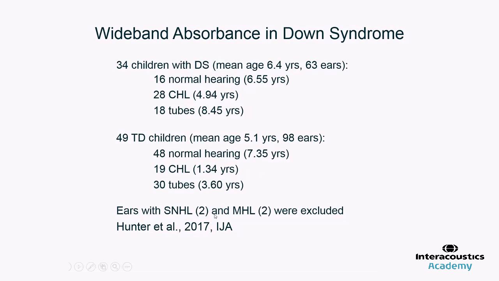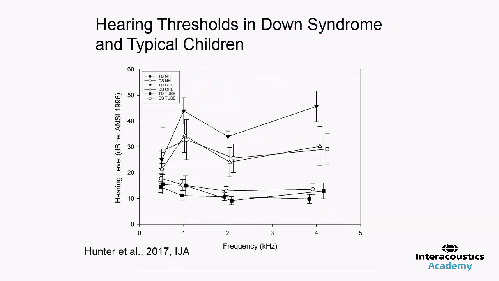And we had to exclude 2 that had sensorineural hearing loss and 2 that had mixed hearing loss from the Down syndrome group. And this was published recently in the International Journal of Audiology. So this is a graph that shows the hearing thresholds in children with Down syndrome, which is abbreviated DS, and then typically developing children, which is abbreviated TD.